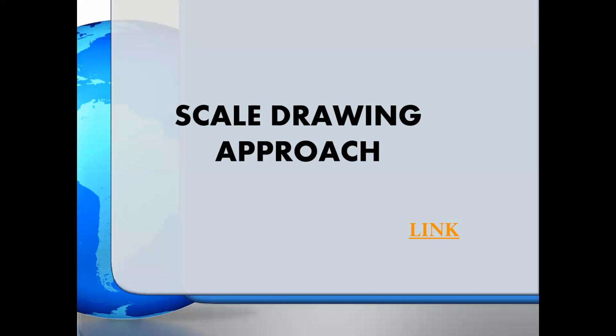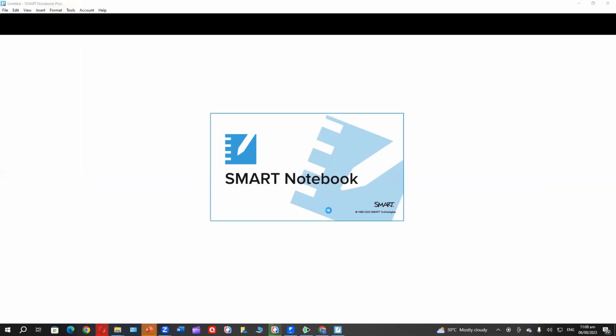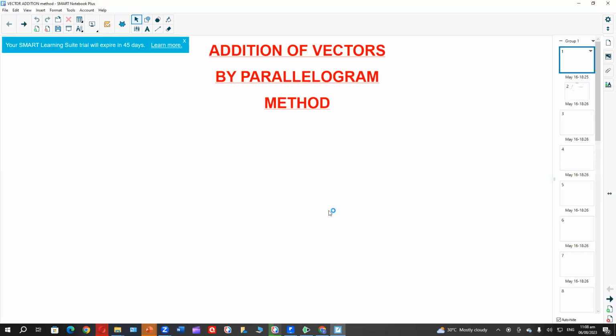Now we are starting with the scale drawing approach. So give a heading, scale drawing approach. Okay, sir. Now we need a protractor, a geometry box, a ruler, and a pencil. This method is actually a geometrical work. In the actual paper, this topic is not common. So this is a rare topic.